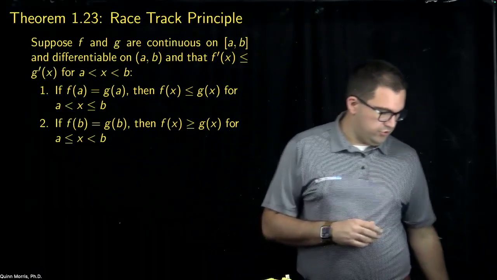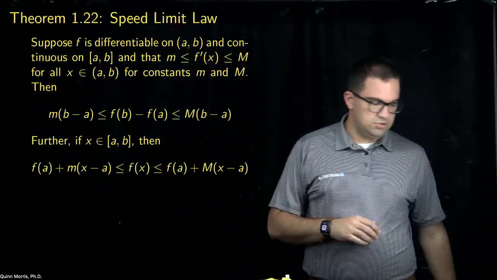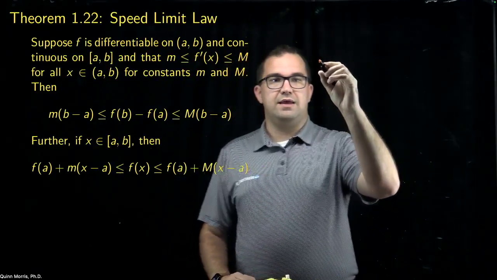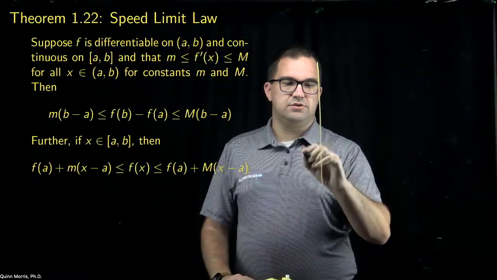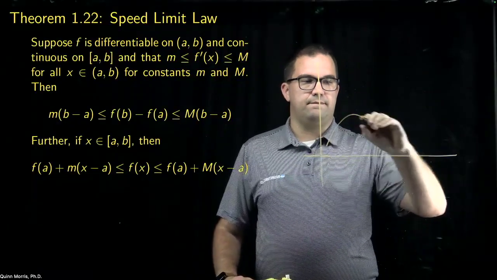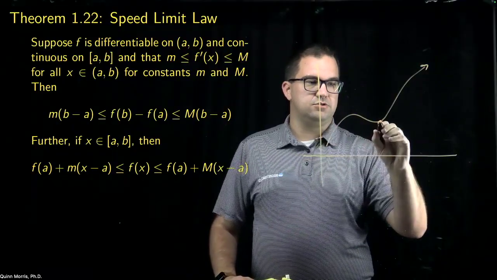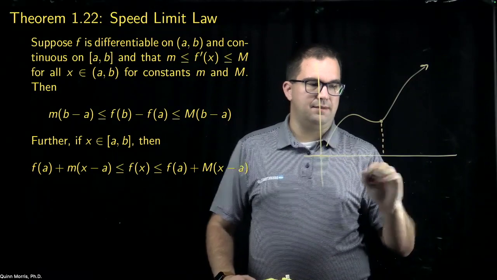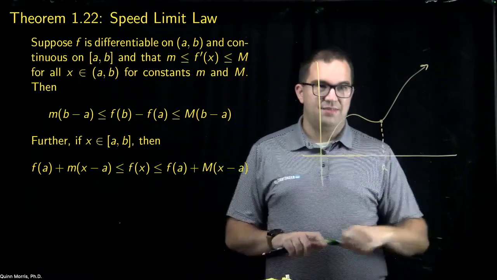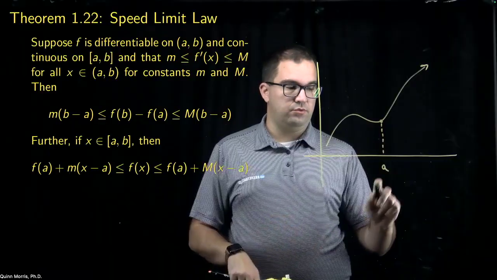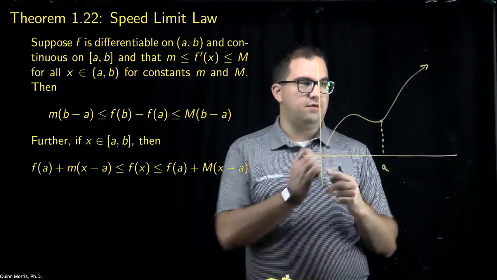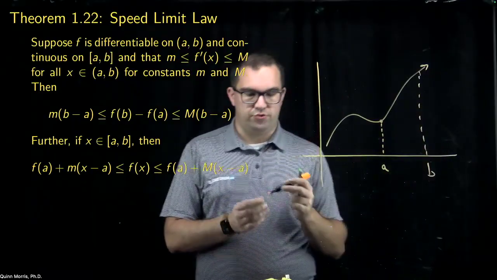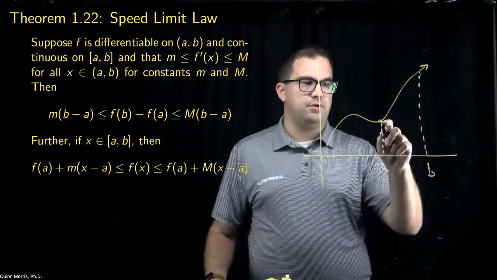that we were looking at prior to and this racetrack principle. So just flipping back briefly to the speed limit law, what this is really saying is if you have a function, so let's say here's our function, and here's maybe a point A, and let's say at this point you have some bound for your derivative. So you know that between here and say some point up here B, the derivative is bounded between little m and capital M.